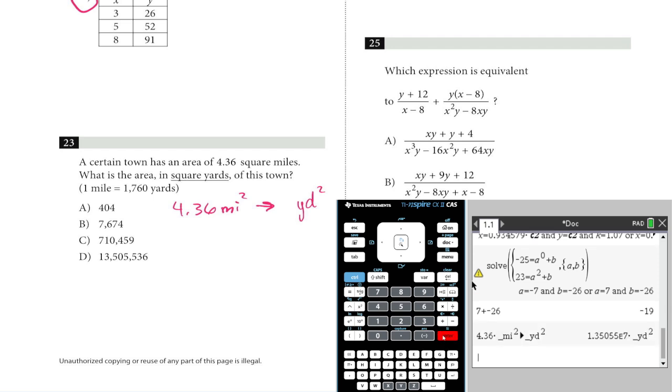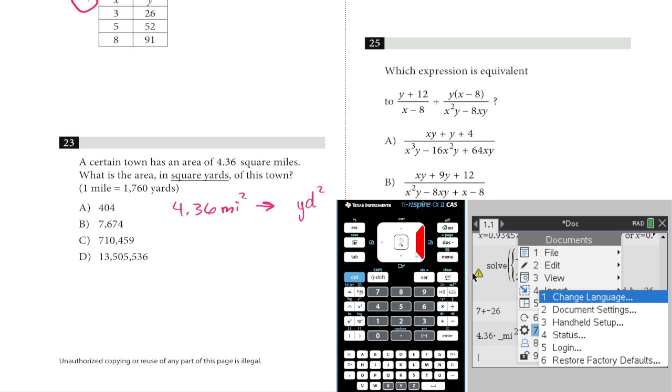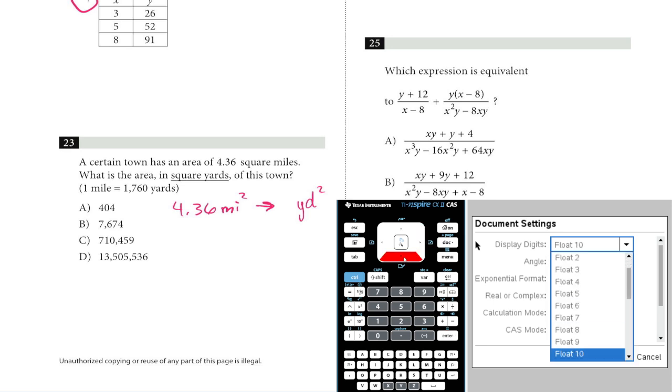And if you notice, it does give us the answer. And actually the format of my calculator, by saying e to the 7, it's really big. If this happens to you, we'll fix it. So I'll show you guys. We'll go to File, then Settings and Status, then Document Settings. And then in Display Digits, where it says float, just pick a bigger number. I usually just tell people go to 12 because it's going to be big enough.